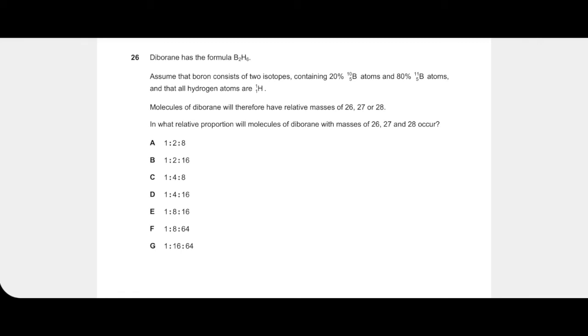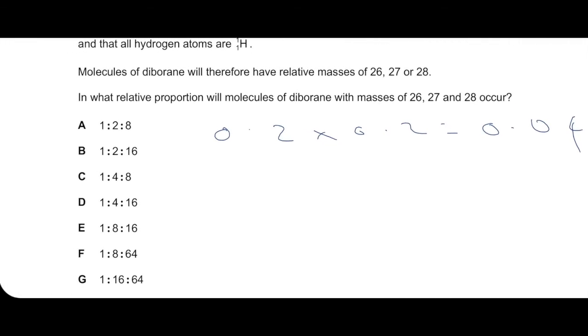So we want to work out first the probability of both borons being boron-10. So we're going to do 0.2 times 0.2, which is equal to 0.04. Now we're going to work out the probability that both of them are boron-11. So 0.8 times 0.8 is equal to 0.64. And now we're going to work out the probability that one boron has an atomic weight of 10 and the other has an atomic weight of 11.